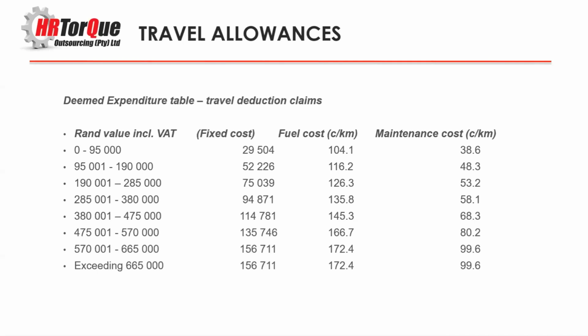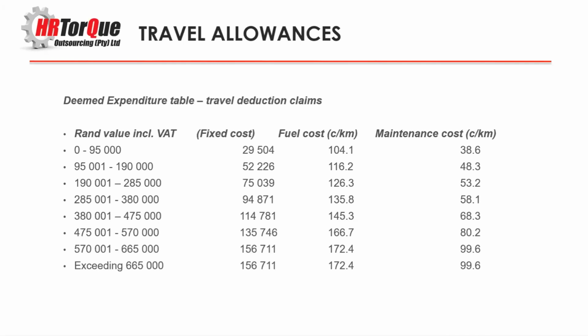Now, as you can see on the left-hand axis, you've got values. So 0 to 95,000 is the cost of the vehicle, including VAT. Values going down the left side. Each bracket has got a fixed cost element, a fuel cost and a maintenance cost per kilometer, which you use to establish what your travel deduction is.